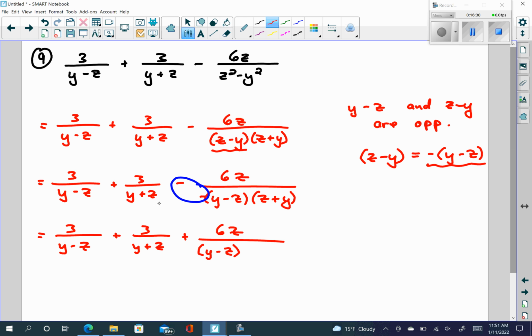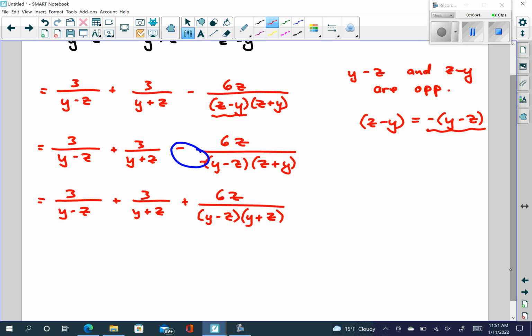And z plus y and y plus z are the same thing. I'm just going to switch the order so all of our y's go first. So they're not opposites, but they're exactly the same because everything's positive. So I needed to do all that to help us figure out the LCD. So if you notice, the first denominator is a y minus z, second is a y plus z, the third has both of them, so our LCD is going to be both of them.